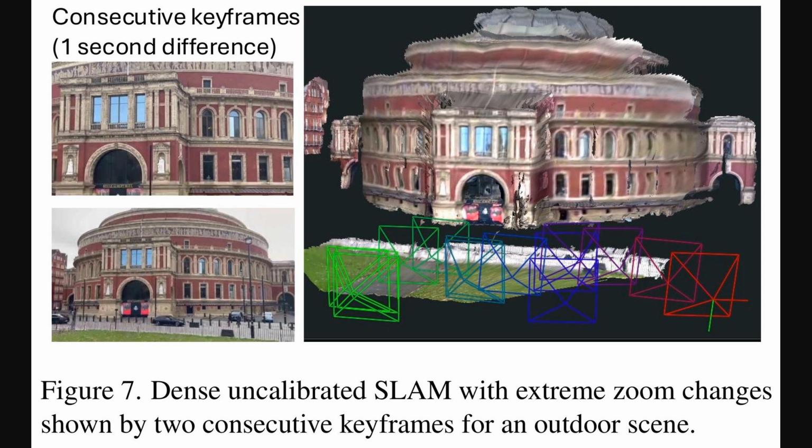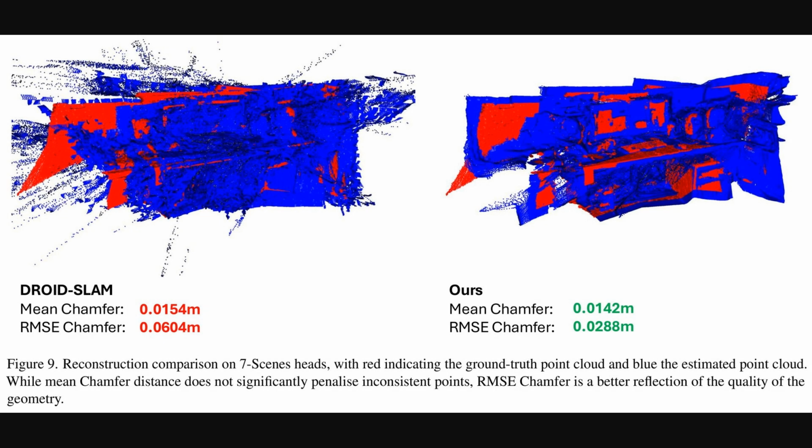Okay, building on the system diagram we just saw, this figure provides another result. But this time, it's an outdoor scene facing extreme zoom changes between consecutive keyframes, shown on the left. On the right, you see the resulting dense reconstruction and camera poses, showing how the system handles this uncalibrated scenario robustly.